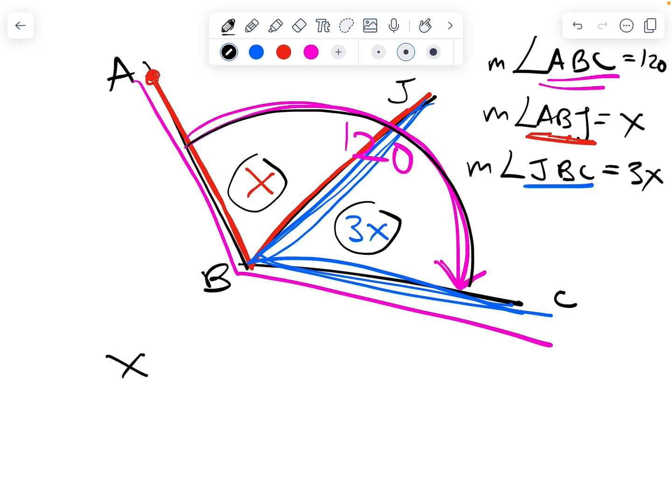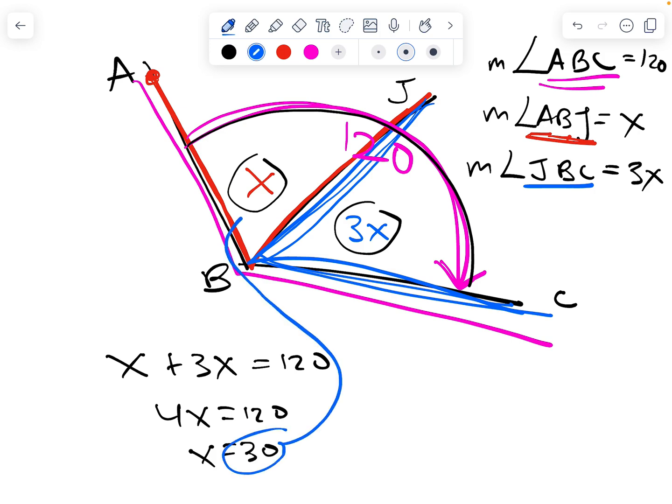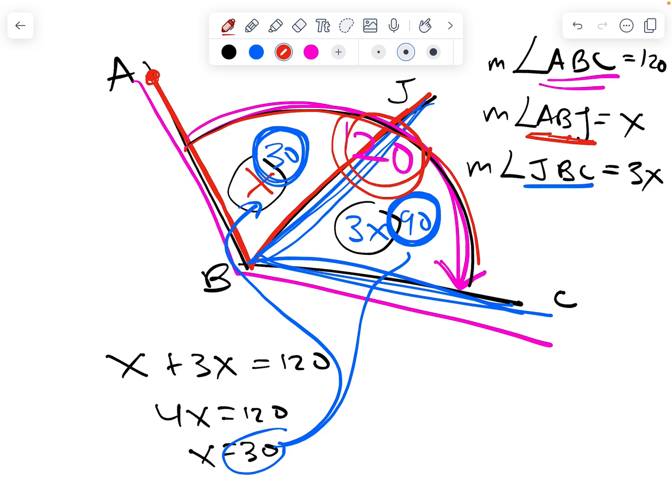So we're going to set up our equation like this. x plus 3x equals 120, and so we get 4x equals 120 and x equals 30. And if we plug that back in, let's plug this in here, that gives you 30. If you plug it in here, 30 times 3 is 90, and 90 plus 30 add up to 120. And that's how we check our answer.